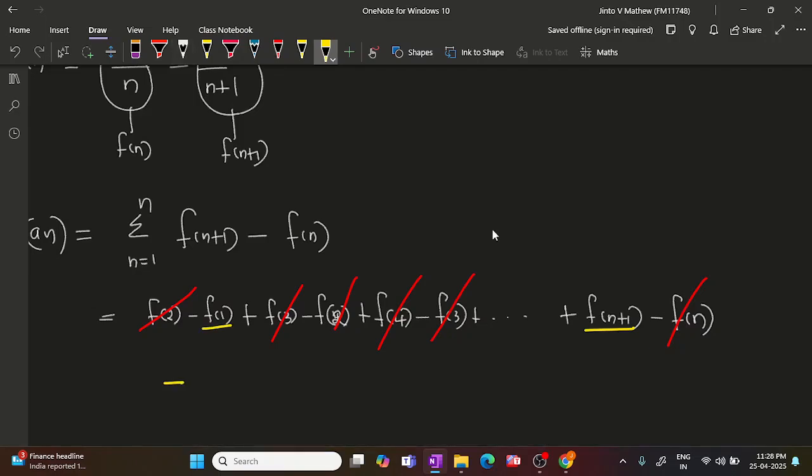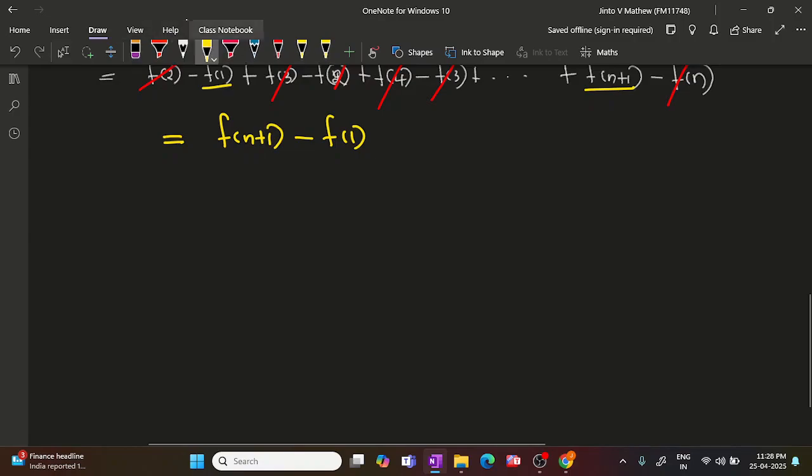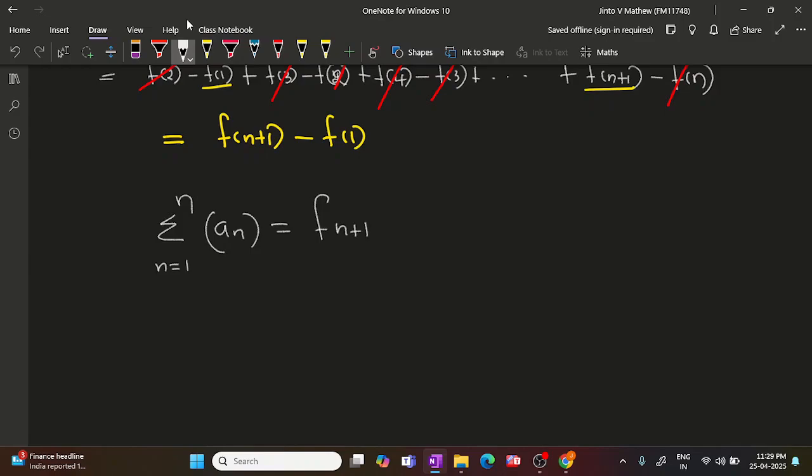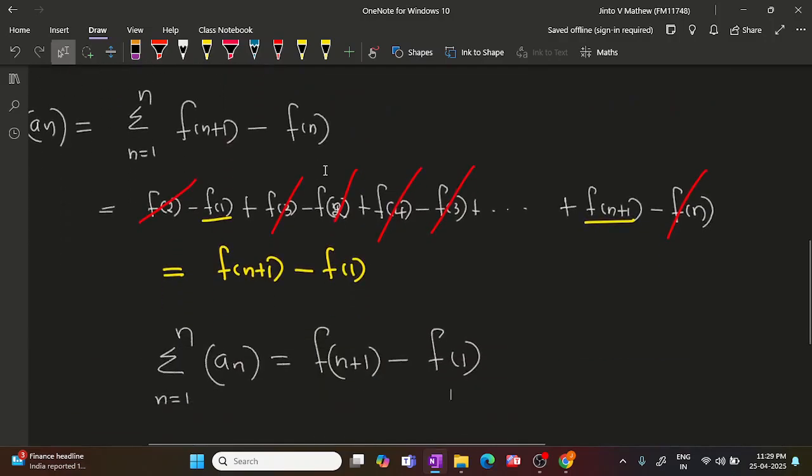So which is equal to f(n+1) minus f(1). Or in simple words, we can say sigma n equal to 1 to n of a_n is equal to f(n+1) minus f(1). This happens when the nth term is of the form f(n+1) minus f(n). So if you know this, without performing the actual summation, you can write the answer directly.